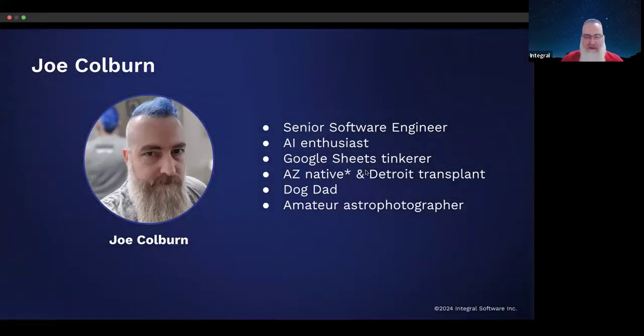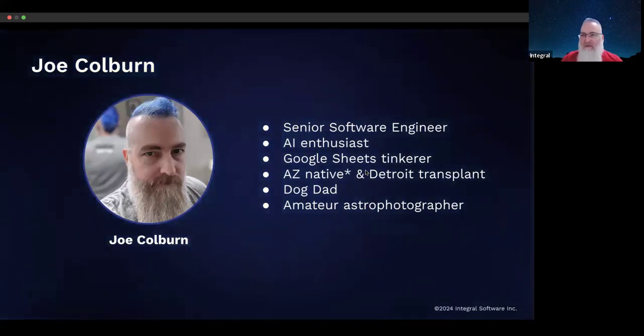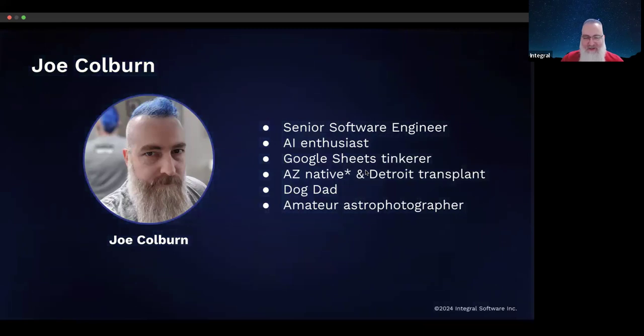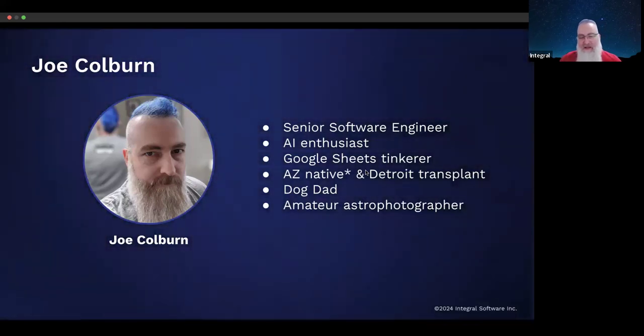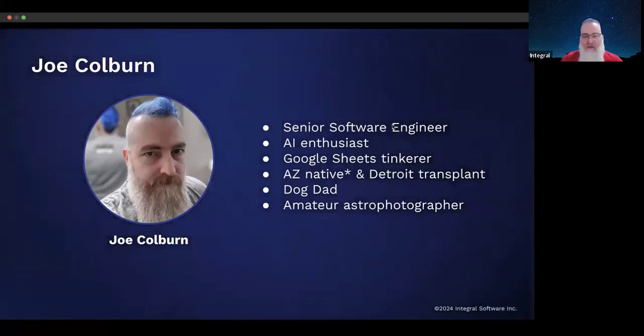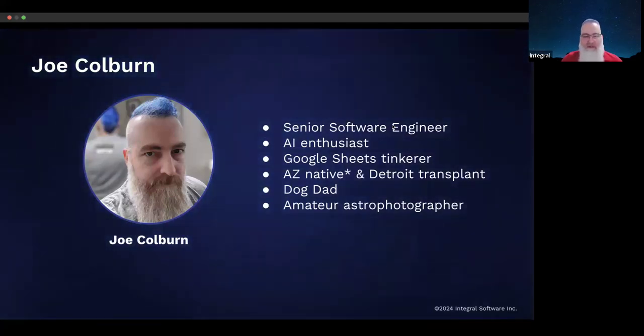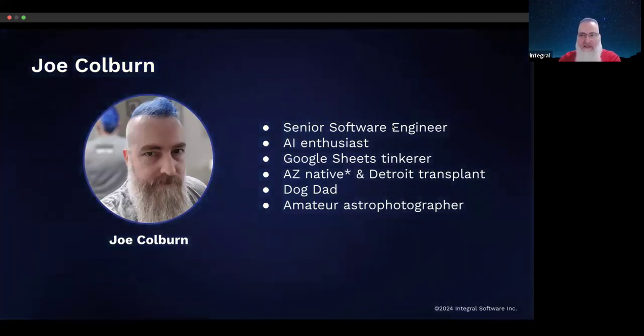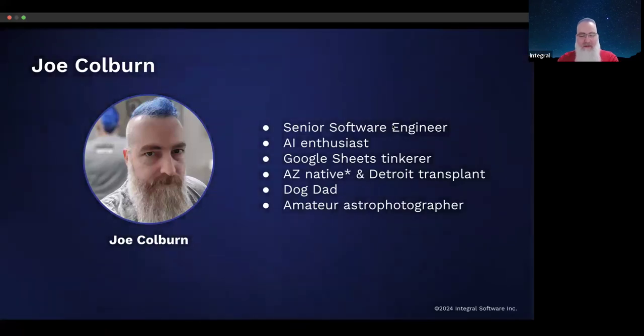I'm a Google Sheets tinkerer. If you can do it in Google Sheets, I will try. I did build a working copy of Wordle in Google Sheets. So that tells you how much I nerd out there. And then I'm an AZ native with an asterisk. I wasn't born there, but I grew up there most of my life, and I'm a Detroit transplant twice. I've moved out here 2 times, and I'm here for good now, I think. I'm a dog dad to 2 dogs. I wish I had their picture up here, but you can always ask me and I'll share it on LinkedIn or something. And I'm an amateur astrophotographer. I like to tinker with that as well.